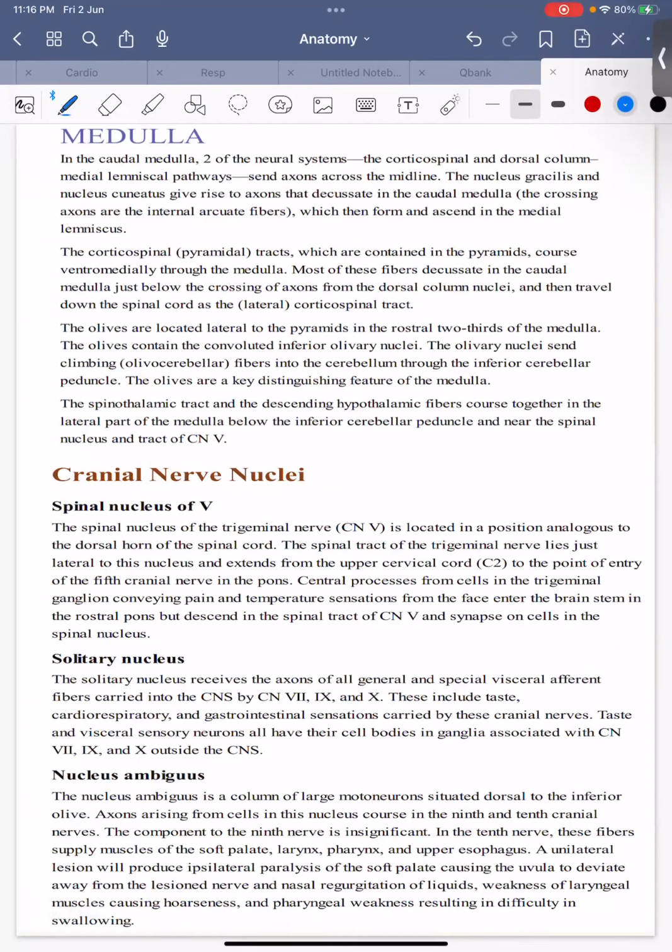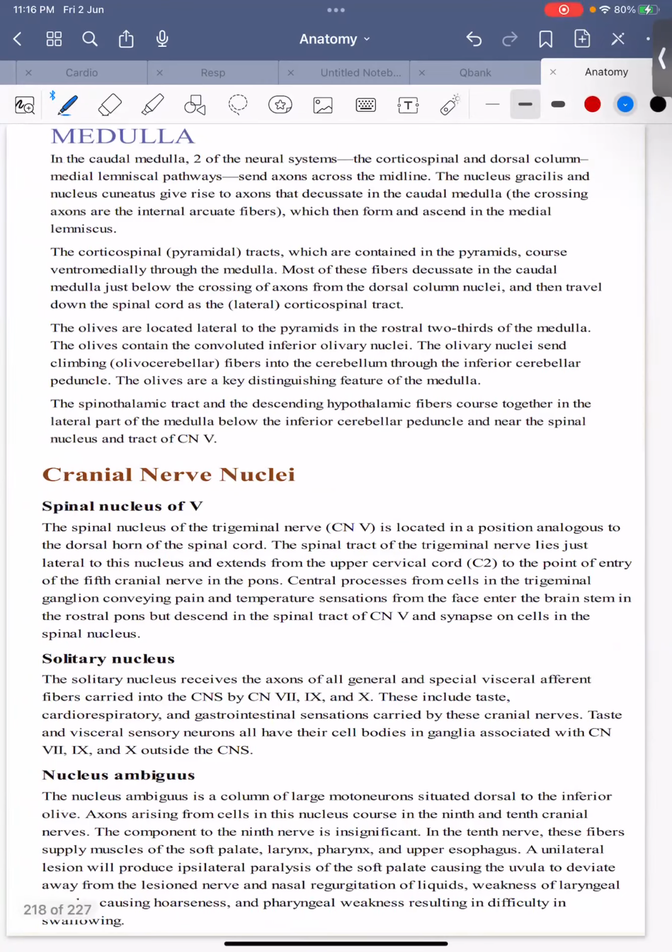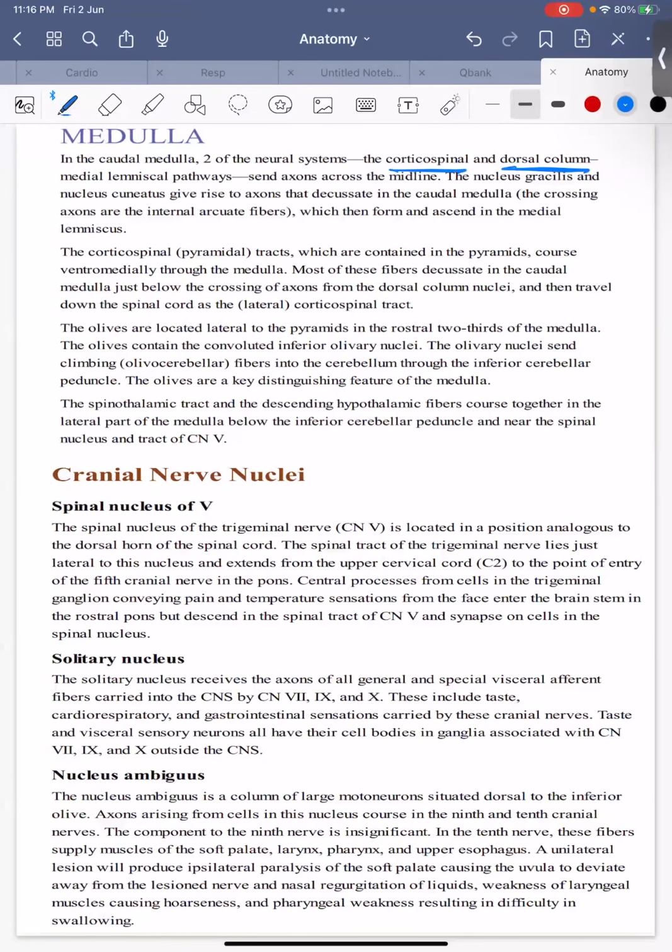Then we have the medulla. Now in the medulla, usually you have the corticospinal and the dorsal column pathways. This is the same thing which we saw in the picture, okay? The nucleus gracilis and the nucleus cuneatus give rise to axons that decussate in the caudal medulla, which then form the medial lemniscus, right? The corticospinal tract will also decussate at the level of the medulla and form the pyramids, which course ventromedially through the medulla. They decussate in the caudal medulla, okay, and then travel as the lateral corticospinal tract.